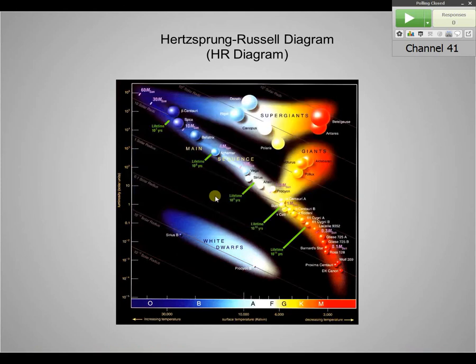Okay, and then when they're aging, we talked about them evolving up to the giant or supergiant end of the upper right-hand side of the HR diagram, and then the bottom left is where you have your stellar corpses.